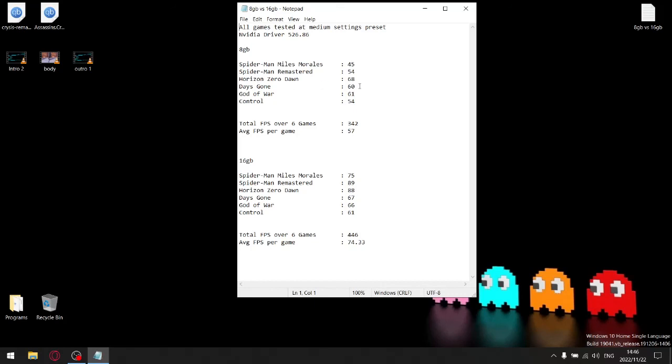Days Gone, that little benchmark I run at the beginning of the game, for 8 gigs I got 60 FPS, and then for 16 gigs I got 67 FPS. God of War, not a massive difference, but for 8 gigs I get 61 FPS, and then for 16 gigs I get 66 FPS. And then for Control, probably the smallest difference, because it is so GPU heavy and it doesn't use a lot of RAM. For the 8 gigs I get an average benchmark of 54 FPS, and then for the 16 gigs I get 61 FPS, so 7 FPS difference.